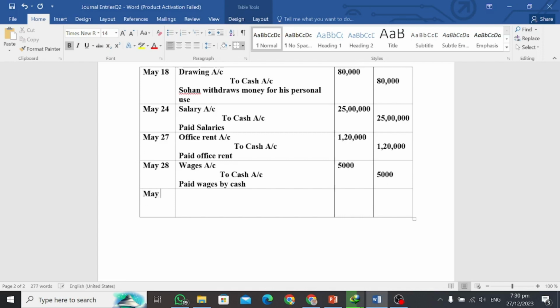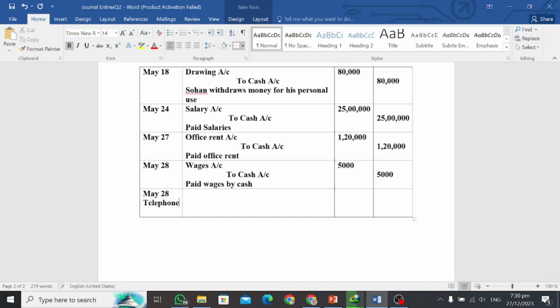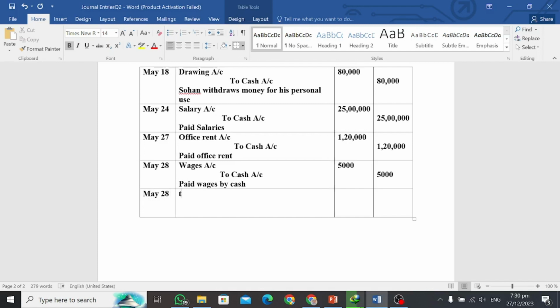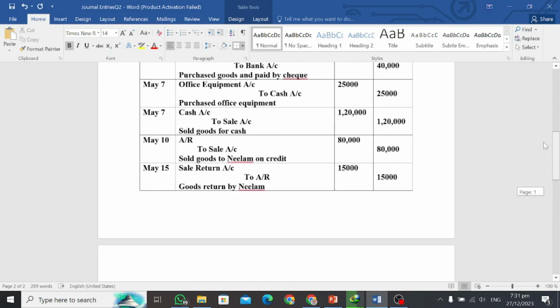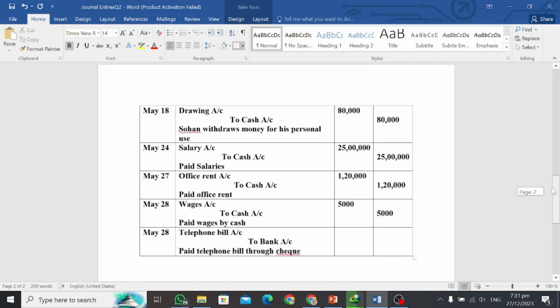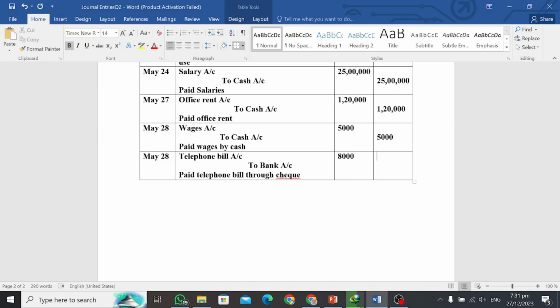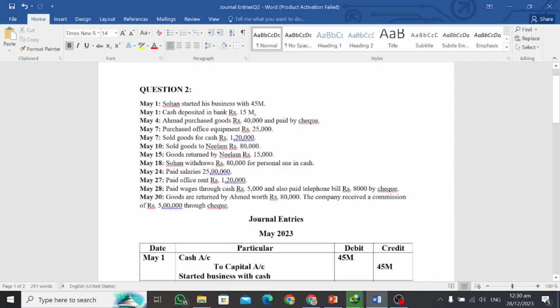Now let's record the next transaction that was also on May 28. Telephone bill account to bank account as it was paid through check. So we can write a narration: paid telephone bill through check. The amount was 8,000. I hope you understood. Let's see the last transaction that is May 30.